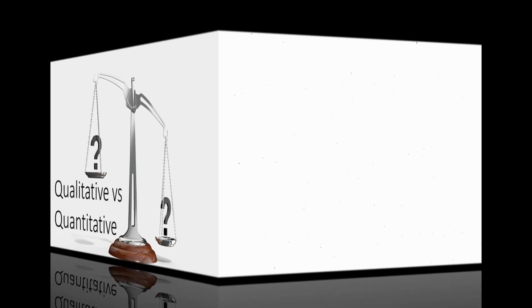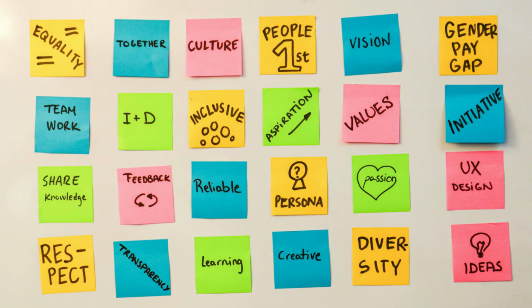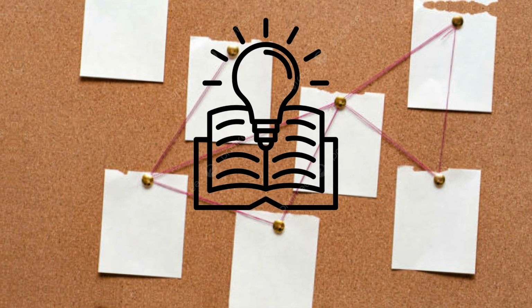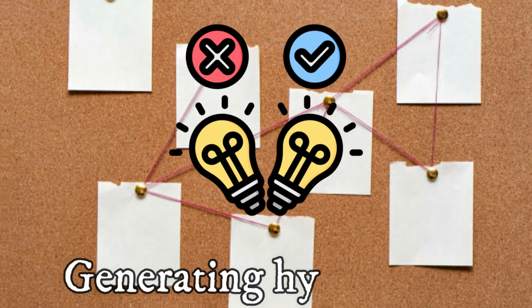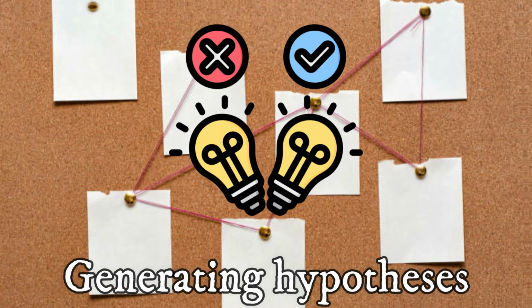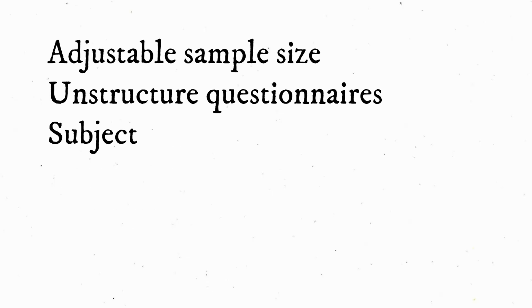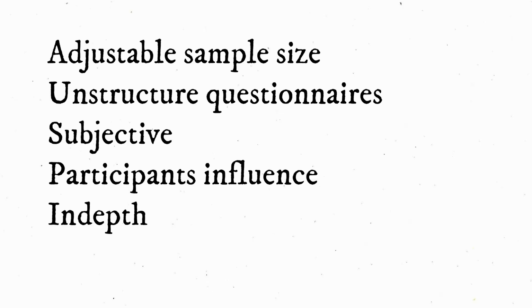To decide which type of data you need, ask yourself, is your research aiming to explore a situation or explain it? Exploratory research is great when there is limited knowledge about the topic. It's about generating hypotheses, discovering patterns, or identifying important variables. This type of research is open-ended and flexible, allowing you to explore a wide range of possibilities.